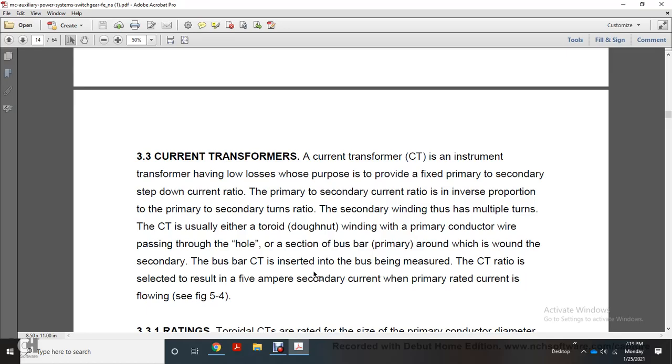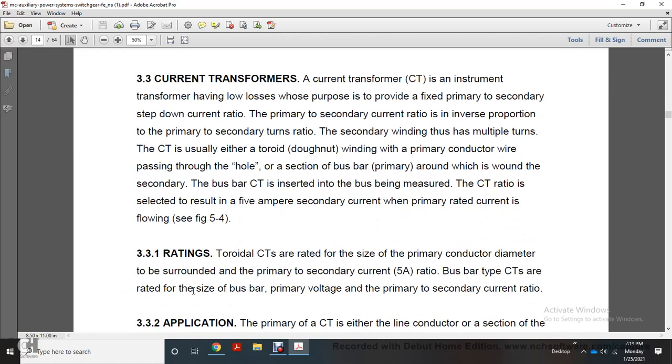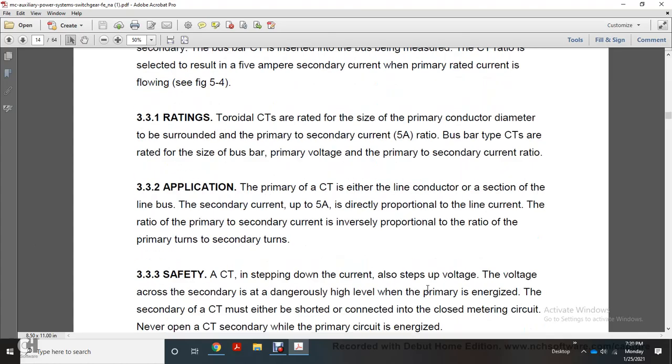In a bus bar section, the primary is the bus bar, around which the secondary is wound, and the bus being measured serves as the primary of the current transformer. The current transformer ratio is selected to give 5 ampere secondary current when the primary rated current is flowing, see Figure 5.4. Ratings. The toroidal current transformer is rated by the size of the primary conductor diameter it surrounds, with a primary to secondary current ratio of 5A. Bus bar current transformers are rated by the inside of the bus bar, primary voltage, and primary and secondary current ratio.